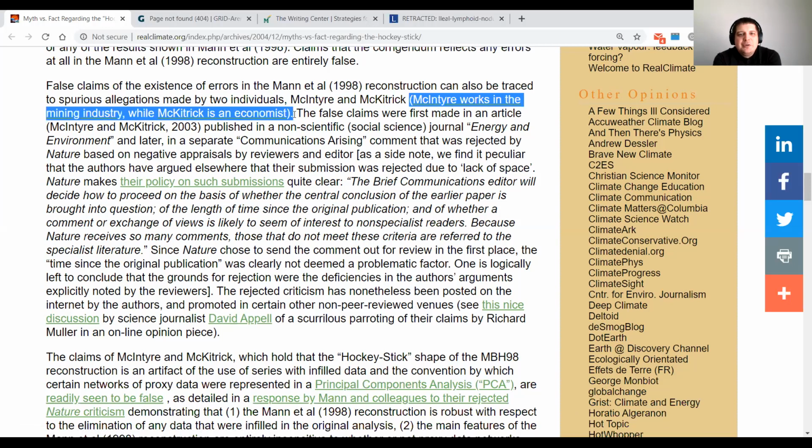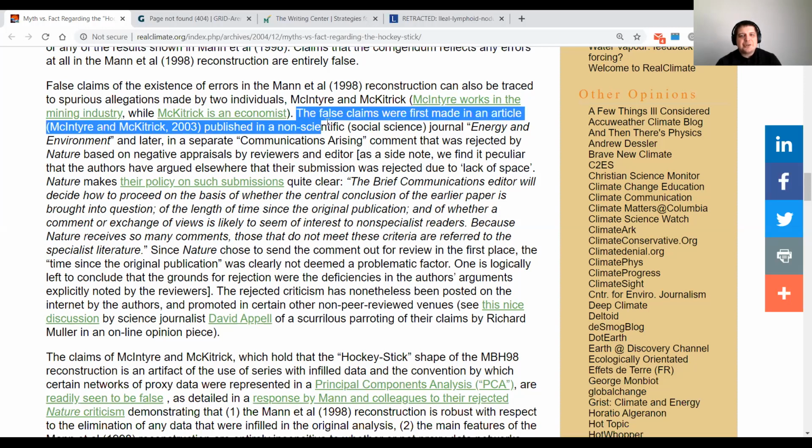Mann wants to argue here that McIntyre should not be taken seriously because his ethos doesn't measure up, that he is industrial, oh no, that he makes a paycheck from industry, where McKittrick is not even a climate scientist, he's an economist. Now, McKittrick is a good economist, he knows numbers, and this is data analysis, but he doesn't want to make those claims. Take a look at how he follows this up.